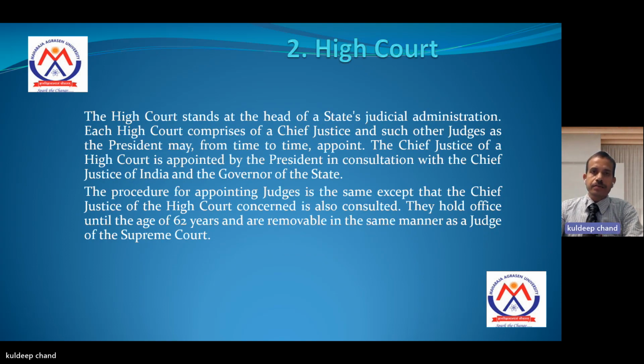Then the next court is the High Court. As we know, the High Court stands at the head of the state's judicial administration. Each High Court comprises a Chief Justice and such other judges as the President may, from time to time, appoint. The Chief Justice of a High Court is appointed by the President in consultation with the Chief Justice of India and the Governor of the state.